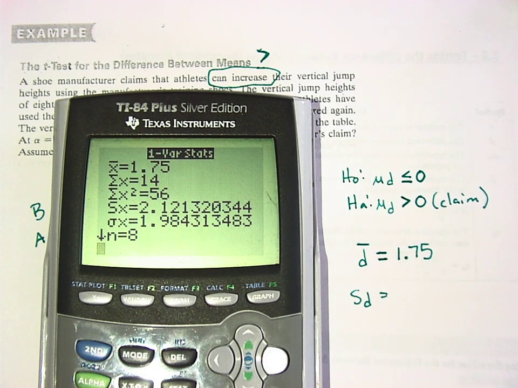Why doesn't it say D bar? Why does it say X bar? It doesn't know. Calculators are stupid. They have no idea we're talking about differences. They're just like, you put the numbers in.